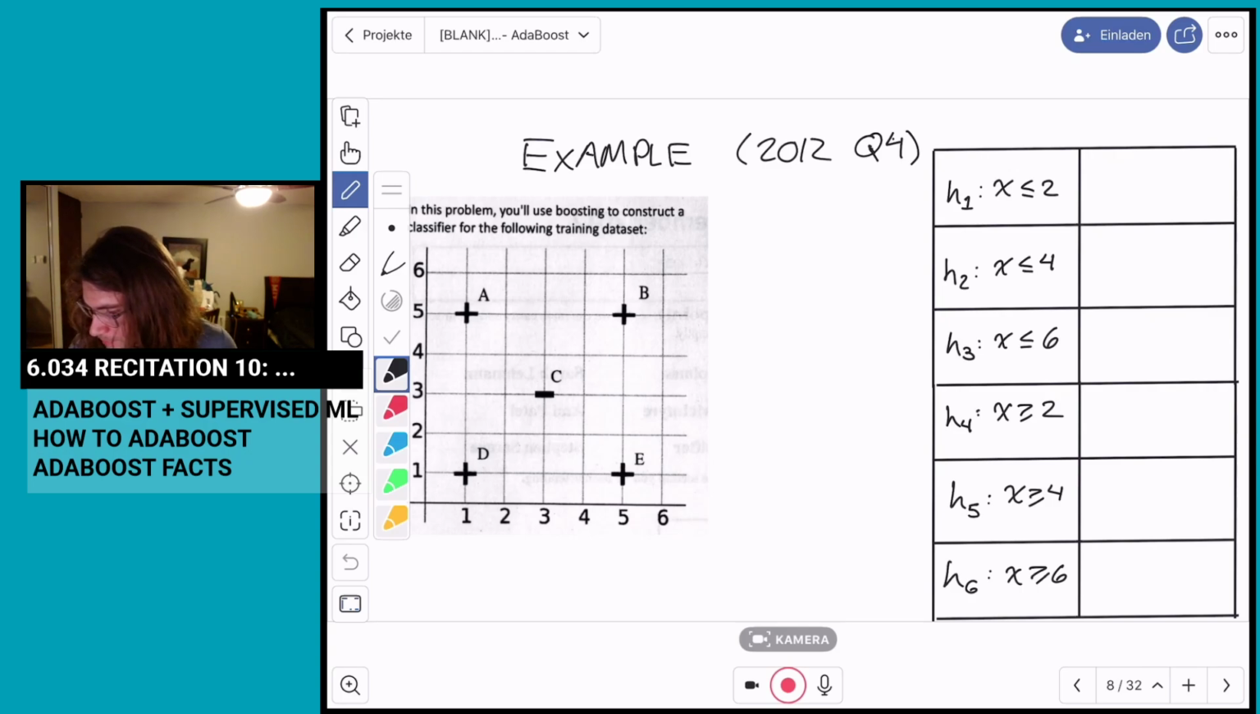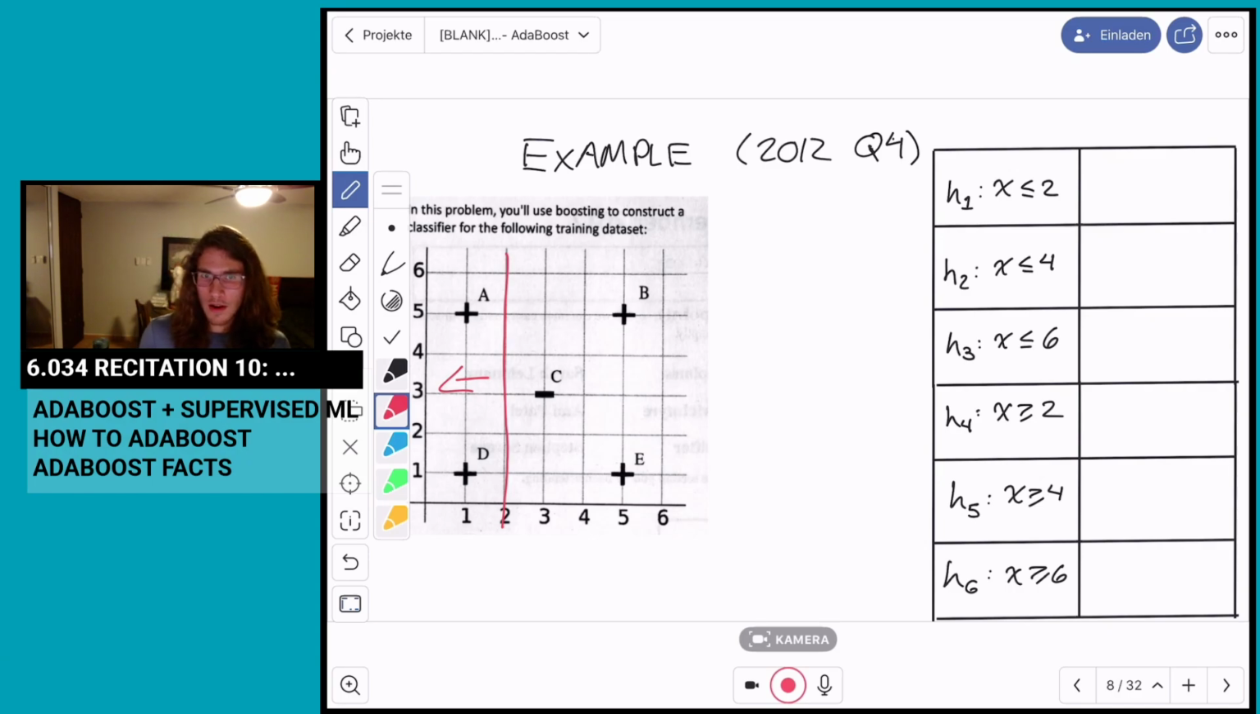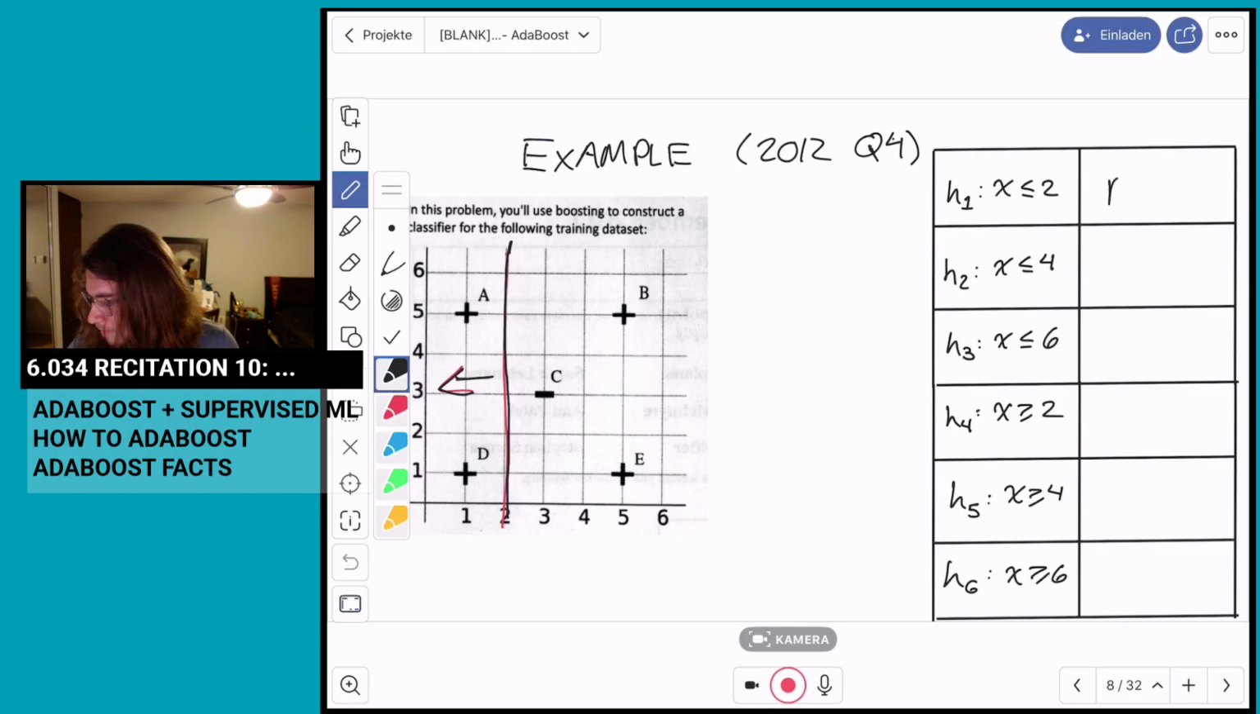So H1, I'm just going to briefly draw H1 over here, and then I'll erase it and go on with the classifications. H1 says it outputs a 1 for anything that's less than or equal to 2, and that's true for A and D, so it correctly classifies them, but then B and E are incorrectly classified as minuses because they fall to the right side of this boundary, or they fall on the negative side of the boundary I just drew in red. Or let me draw it in black just in case it's hard to see. There. Which means B and E are misclassified.